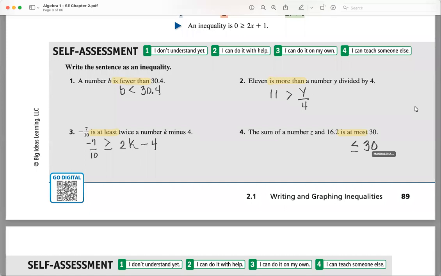And now the sum of a number z and 16.2. Sum is addition and 16.2. And by highlighting the inequality symbol, you separated and made the translation so much easier. Okay, because then you have two small pieces to translate.